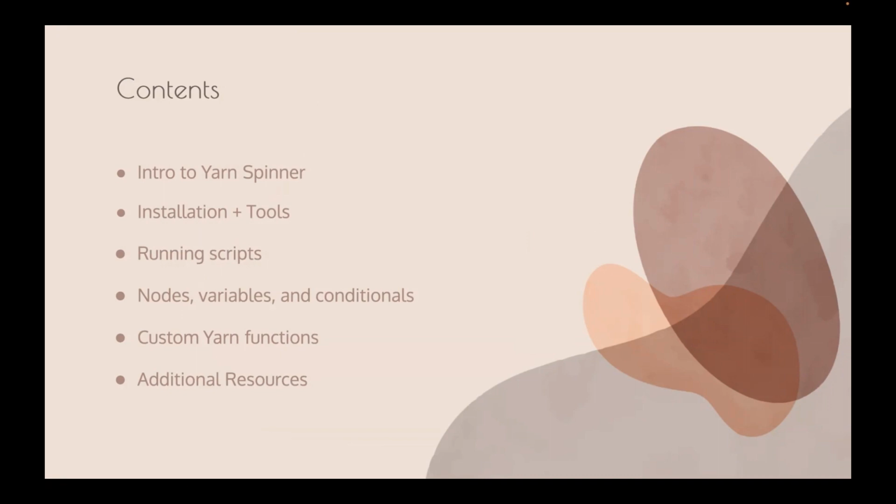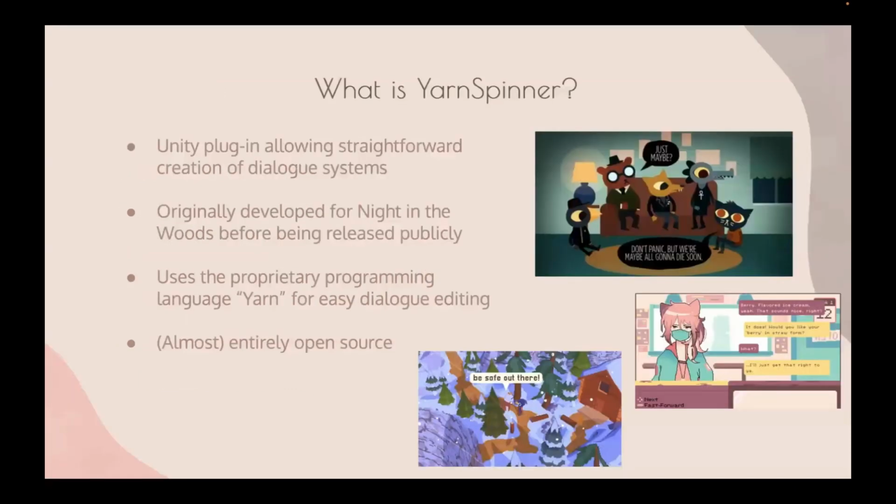I'll be going over nodes, variables, and conditionals, some of the 3 most important attributes of running dialogue in YarnSpinner. Then I wanted to make sure I could cover custom Yarn functions, which the previous time I taught YarnSpinner we didn't have the chance to go over, because that's really one of the most versatile features of the plugin. And then I'll talk about some additional resources at the end if you'd like to learn more or support the creators, any of that.